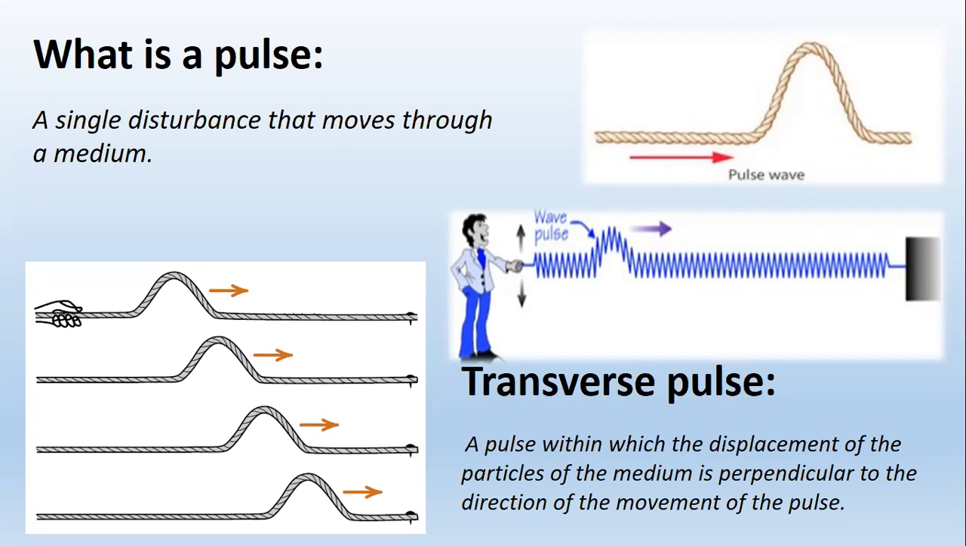But now let us learn what a pulse is. A pulse is a single disturbance that moves through a medium. There is another term within this definition of a pulse, which is called a medium. But what is a medium? A medium could be anything, as long as that thing produces what we call a pulse. We're going to call that thing a medium.